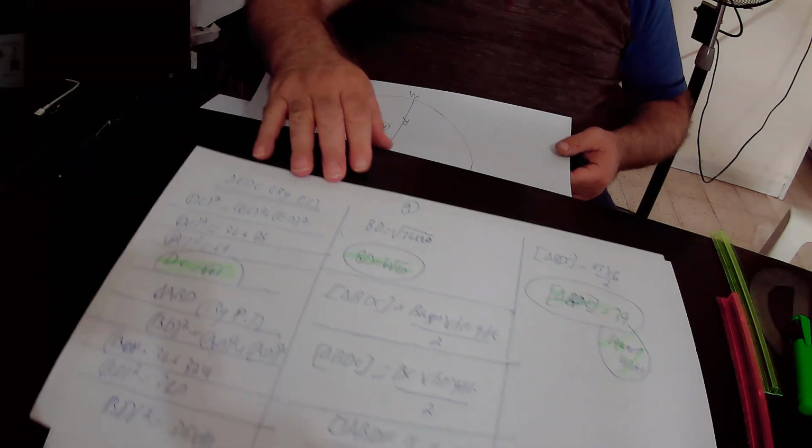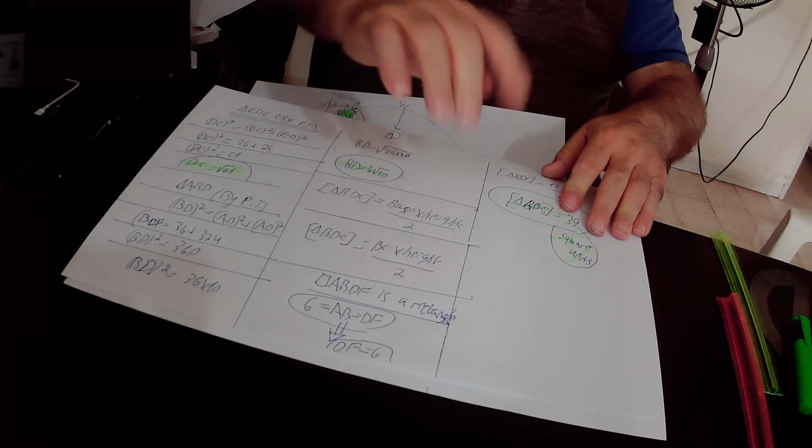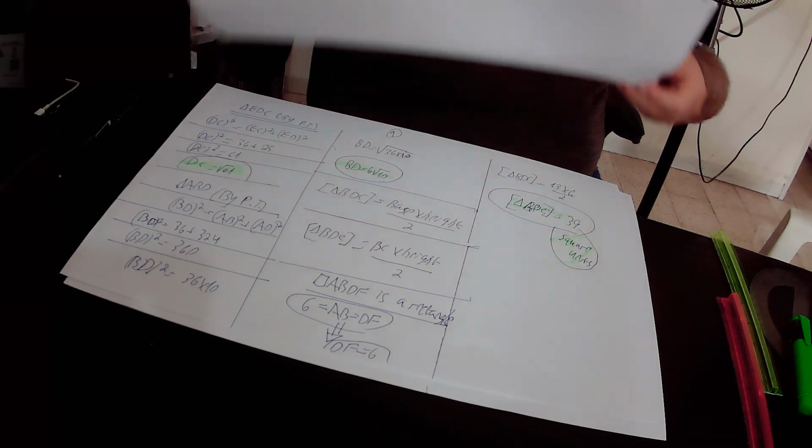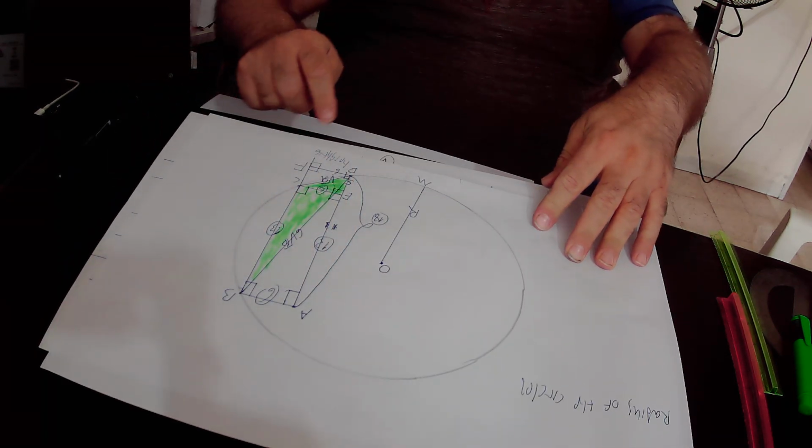Here, quadrilateral ABDF is a rectangle because it has 4 right angles. But we also know that the opposite sides of a rectangle are equal to each other, that is to say AB equals DF.